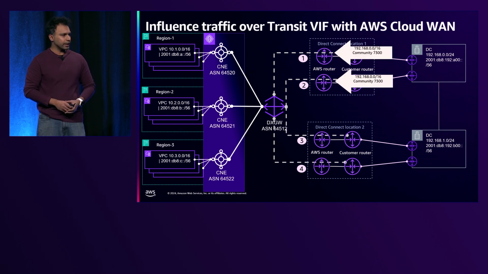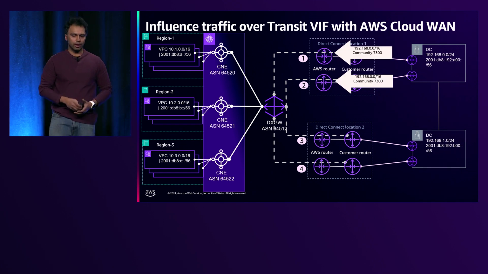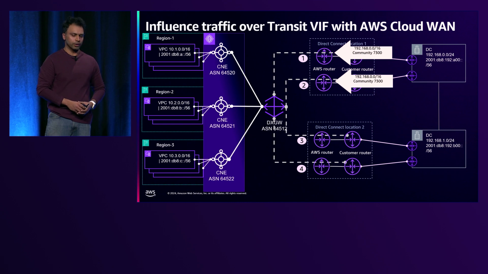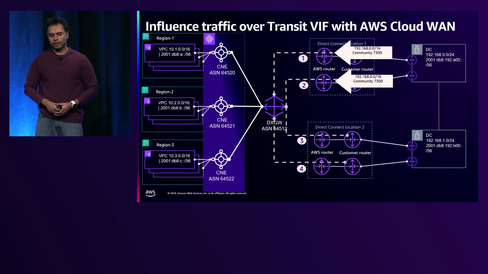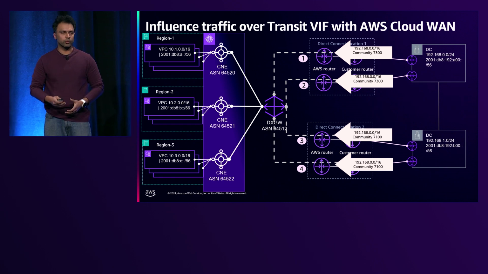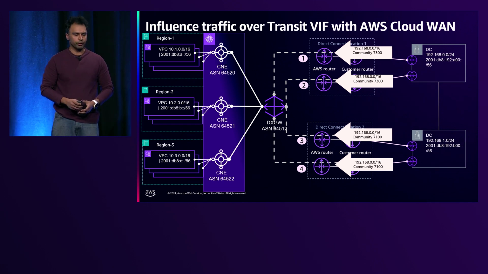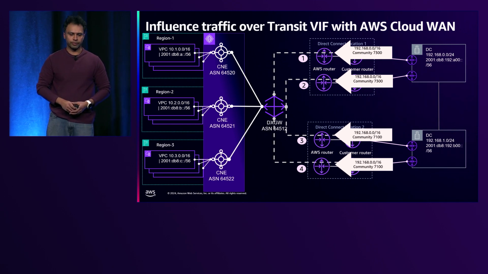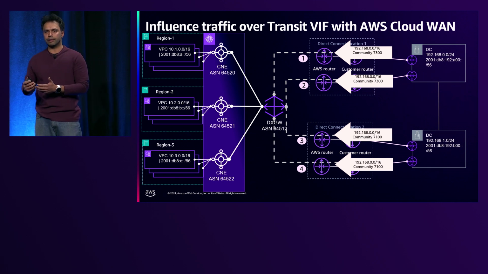You can advertise the same summary routes with a community of 7300 from the top 2 connections. That translates into a high local preference. You can advertise the same prefix with a low local preference, or community of 7100, at the bottom. This takes care of ensuring that Direct Connect location 1 is always prioritized.